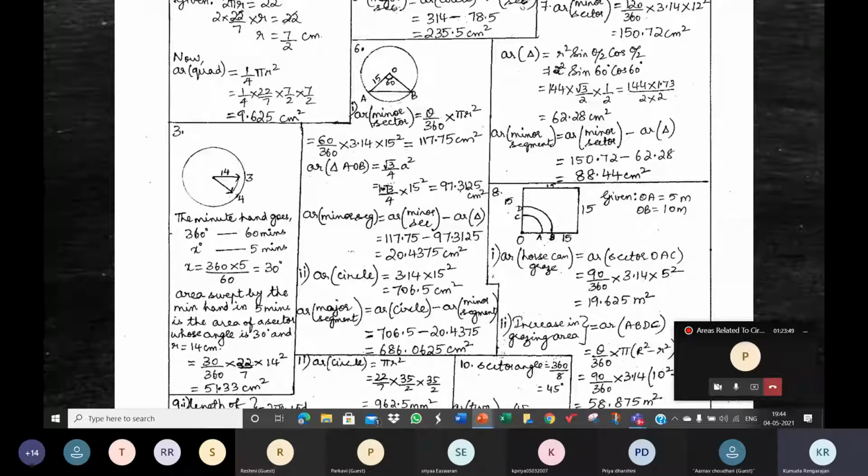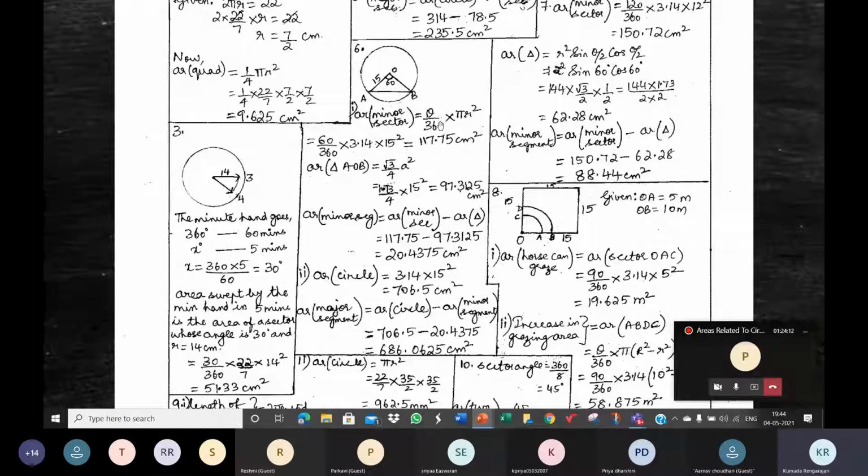So fine. Root 3 by 4 into side square. So root 3 is 1.73, it's given in the question, by 4 into 15 into 15. So you find the area of the triangle like this. Then the area of the minor sector. Anything can be found first. You can find the area of the triangle first, then you can find the area of the minor sector.